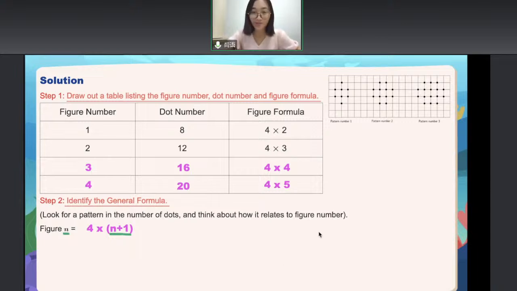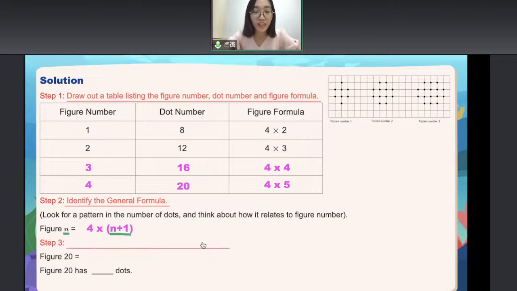Can you understand now? So maybe if the number is super, super big, what about figure 99? Could you please tell me how many dots are there? You don't need to draw one by one on a huge paper, right? No need. We know that it should be 4 times (99 plus 1). So this is the general formula, and following this, we can try to solve the question.